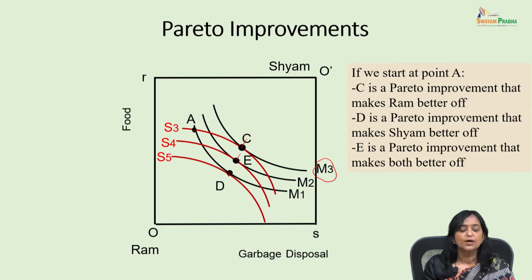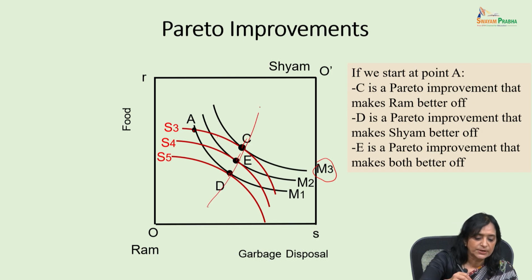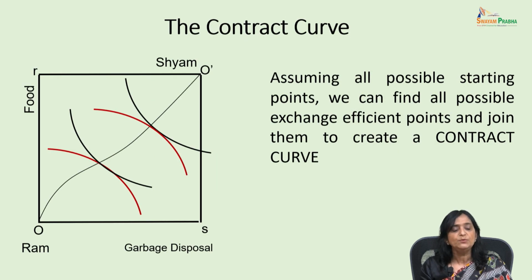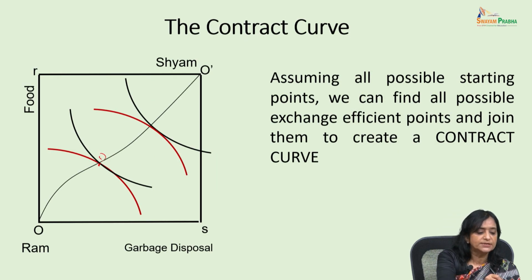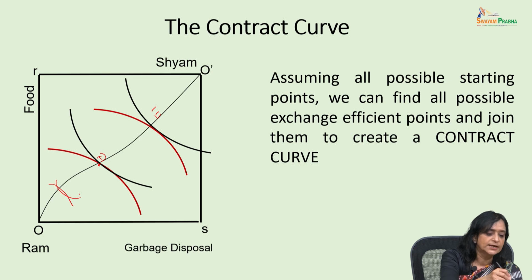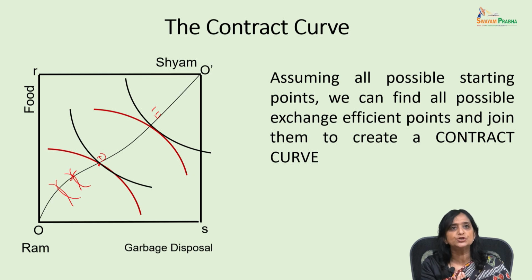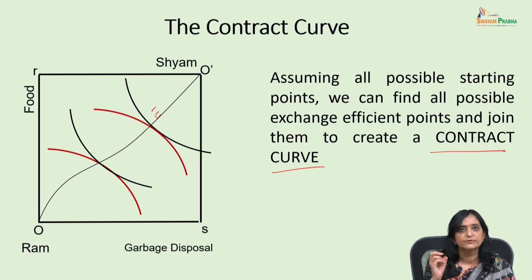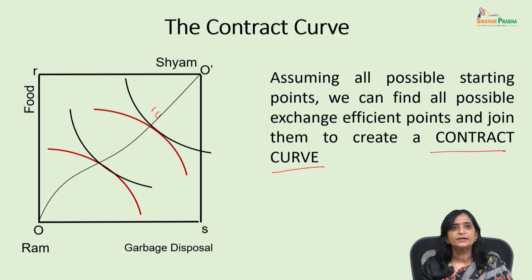D, E and C, this particular curve is called a contract curve. Okay, so when we are joining all the efficient points, let us say this was point D, this is point A, and probably there will be many more points like this. So whenever we join these points where the two indifference curves are tangent to each other for the two consumers, we get a curve, and this curve is called a contract curve. And what does a contract curve show? That these are all the possible points where we have complete exchange efficiency.